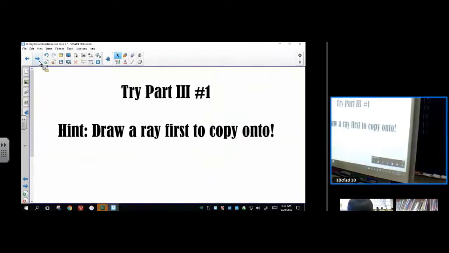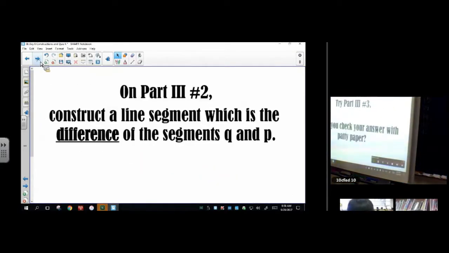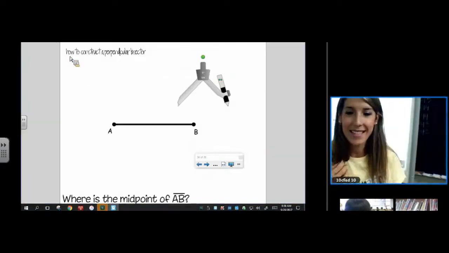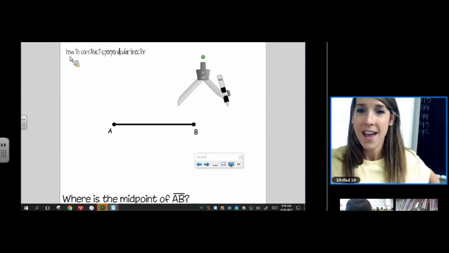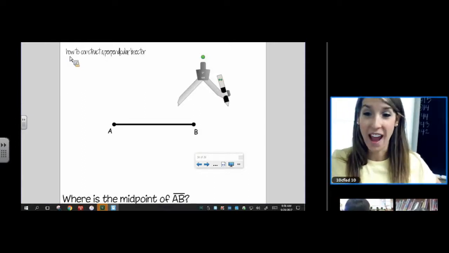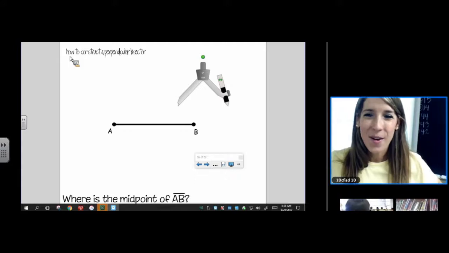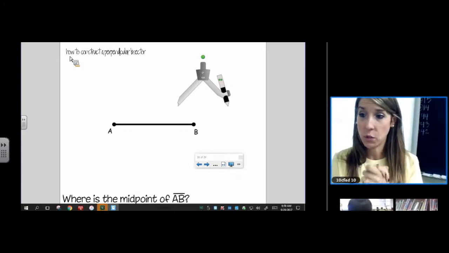Let me go through these. All right. To me, this is the most important concept of the day, and this is my favorite construction ever. Okay? We're going to construct a perpendicular bisector. Here's how you do it. Watch me do it twice, please, and then you can construct it yourself.